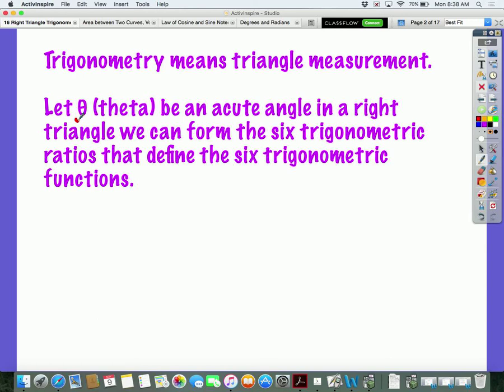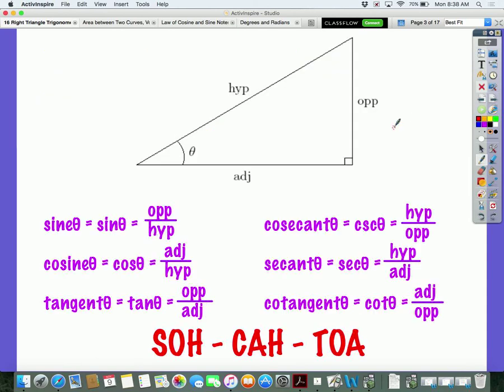There are 6. You already know 3 of them. What are the 3 that you already know? Sine, cosine, and tangent. But there are 3 others. Not their inverses, but their reciprocals. You have sine, cosine, and tangent, and then cosecant, secant, and cotangent. I'll give you a second to write those down, and then we'll go over them.